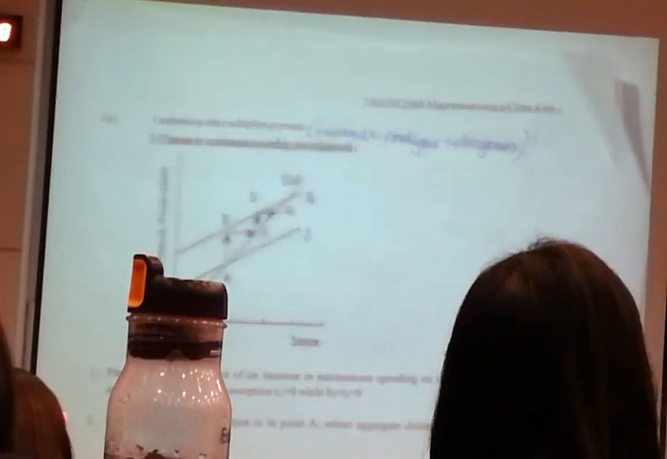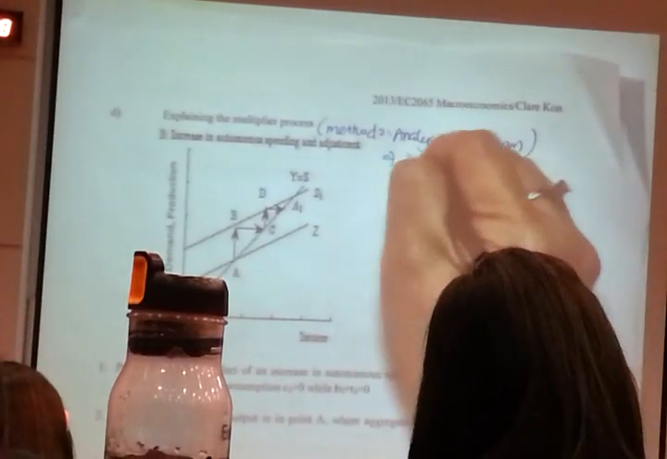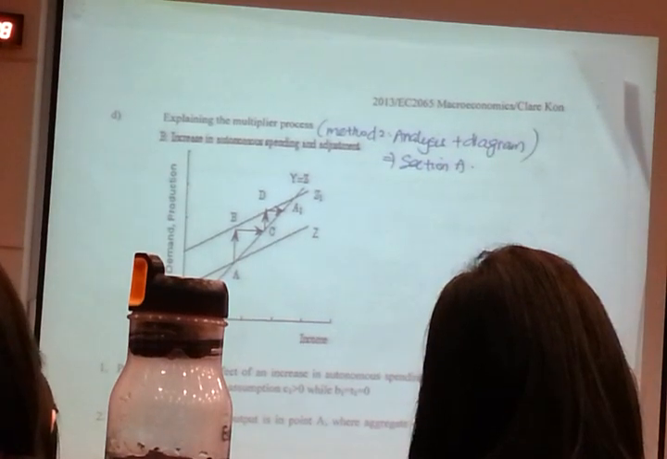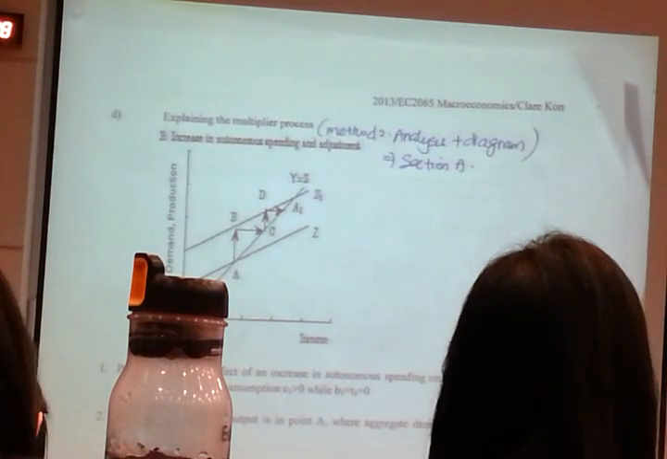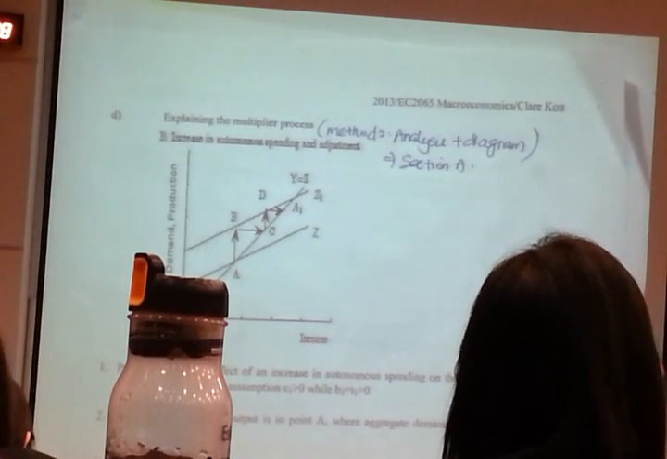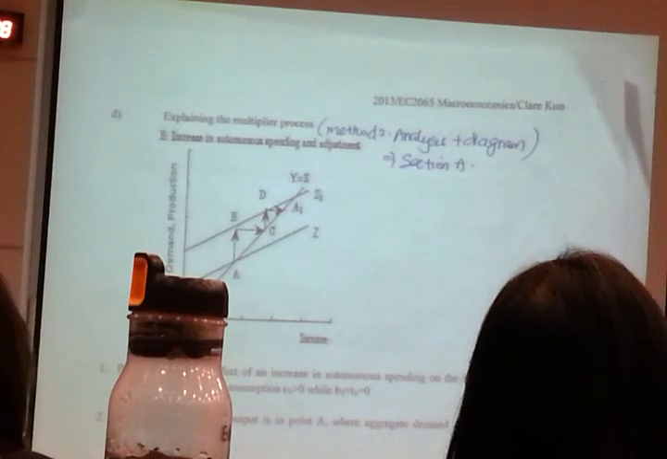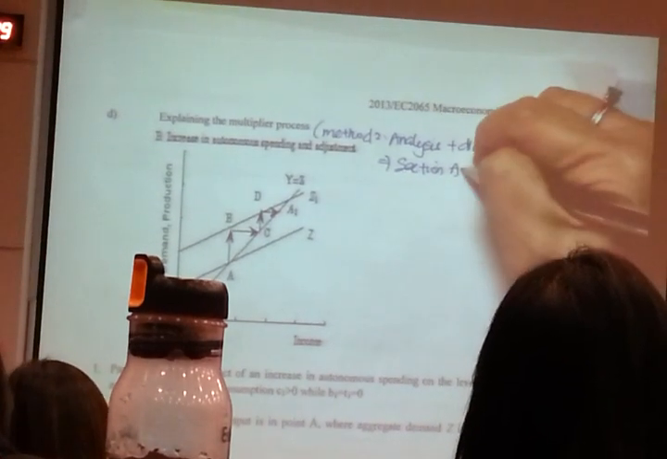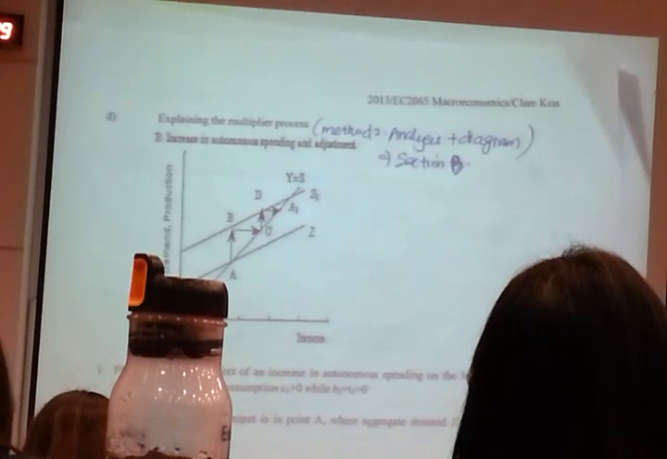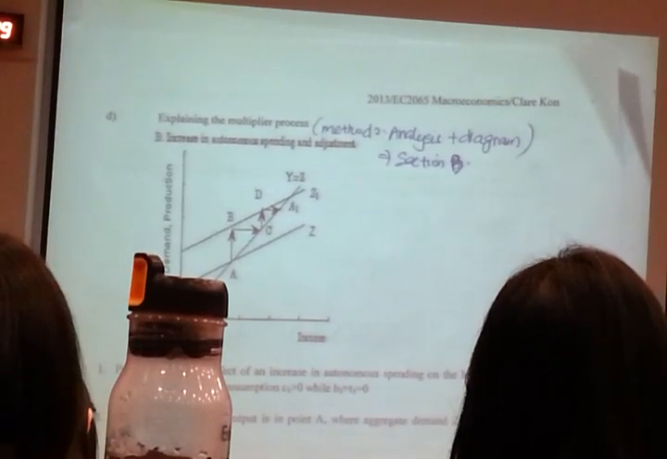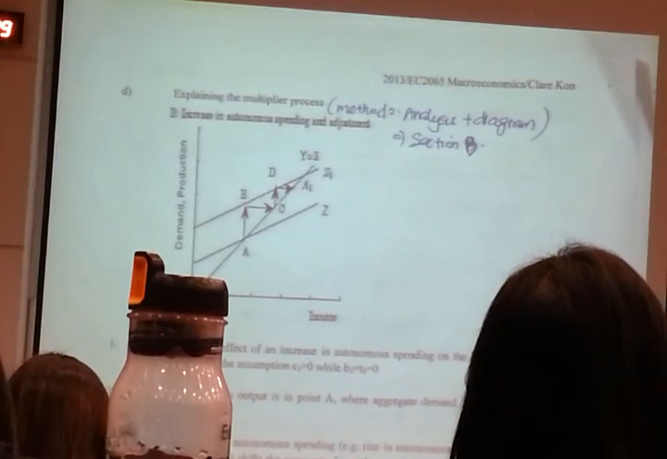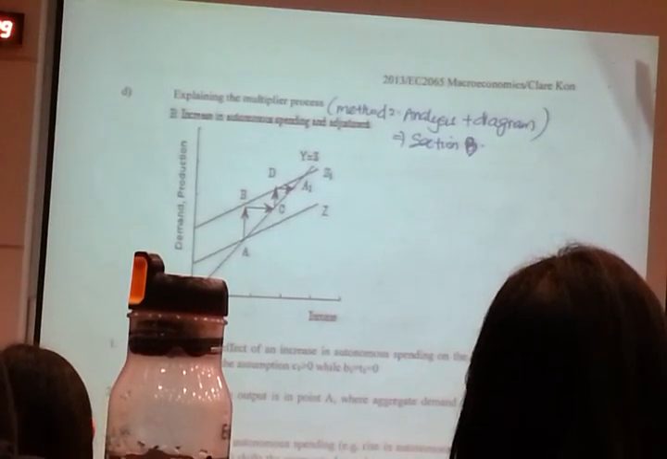Okay, and this is usually used in section B, not for section A. It's too tedious. So you can use the mathematical method for section A because it's 5 marks. You want to straight away answer the question. But for section B, the long question, then you use the graphical approach. But when you use the graphical approach, you must be very careful. To tell you this whole thing, it's only 2 marks.